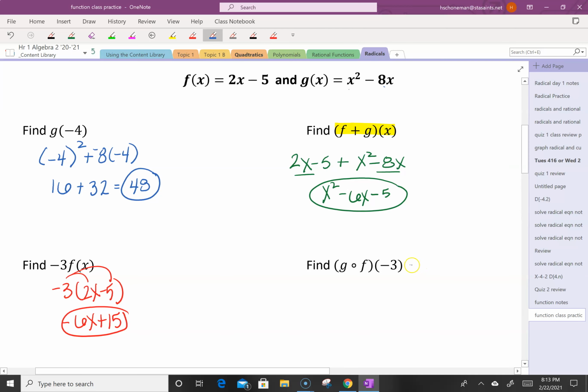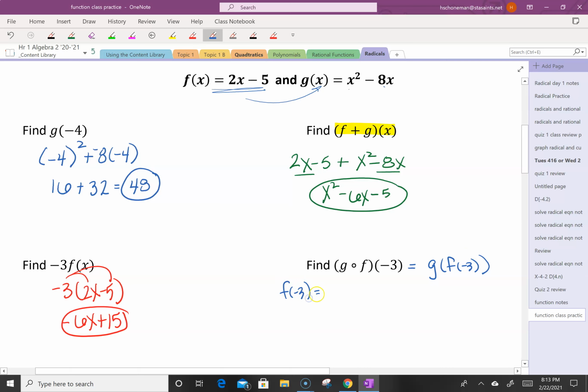Okay, this last one for these functions is one of the composite types. So remember, this really means g of f of -3. And when we do these, we're going to work from the inside out. So first we're going to figure out the inside, which is f of -3. So I'm going to take -3 and plug it into my f function. Once I get that answer, I'm going to take that answer and plug it into g. But since I work from the inside out, it's f that I need to figure out first.